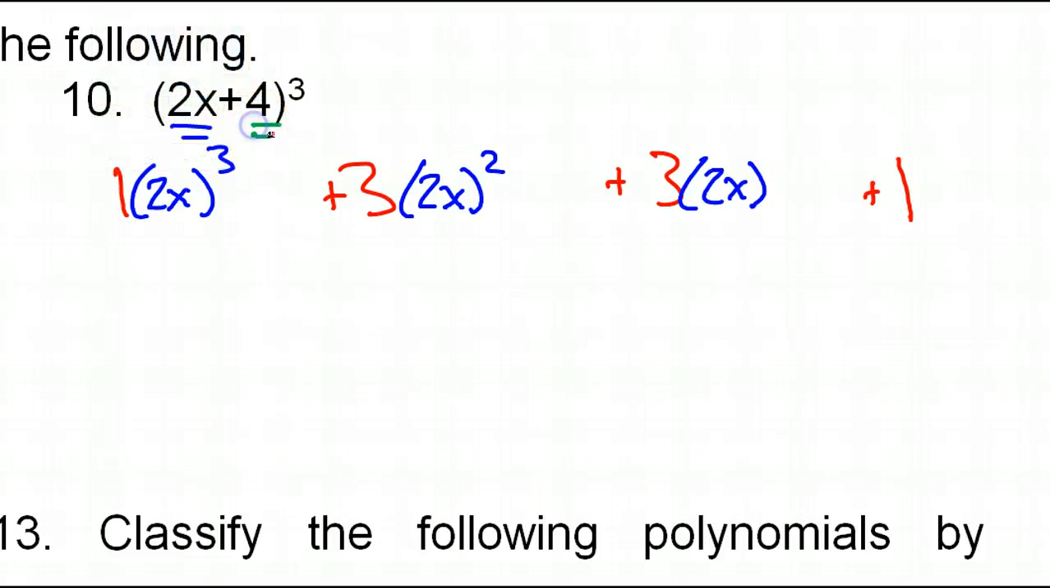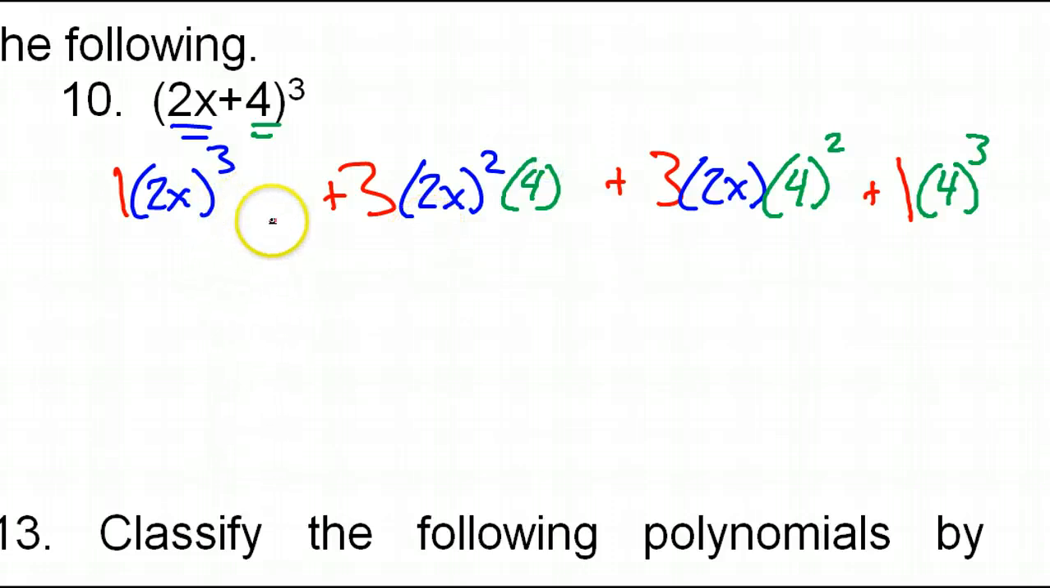Alright, then we do the 4. The 4 is on the right, so we start with 4 on the right. Same degree, 4 to the 3rd power. As I go to the left, we decrease. So 4 squared, and then just plain 4. The last term doesn't get any. So we just need to simplify this.